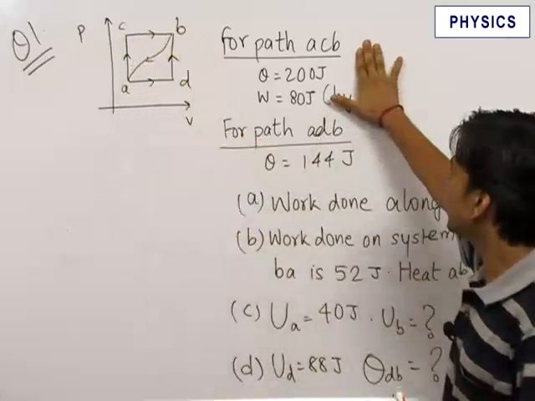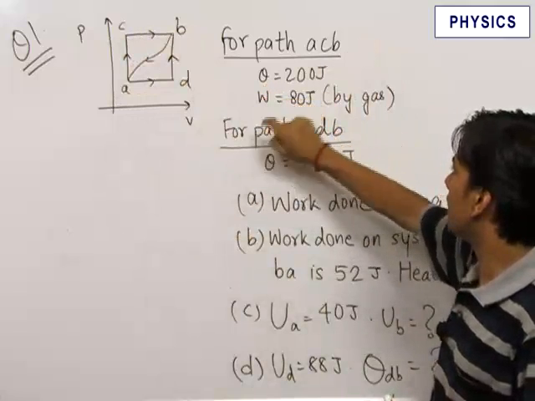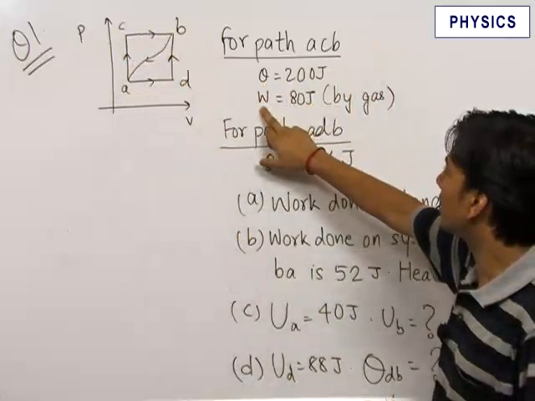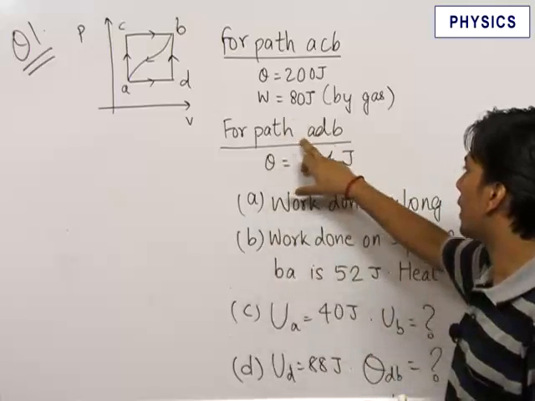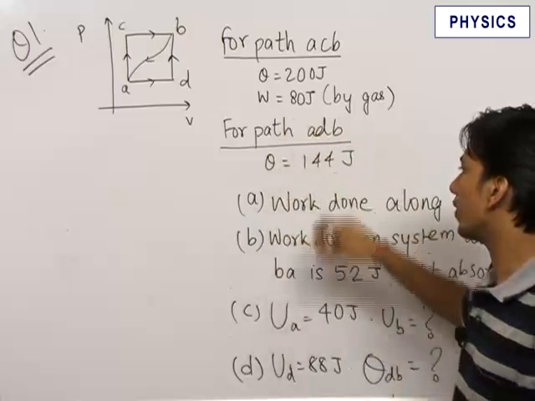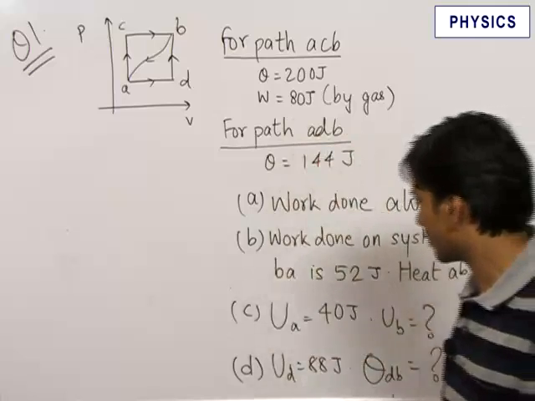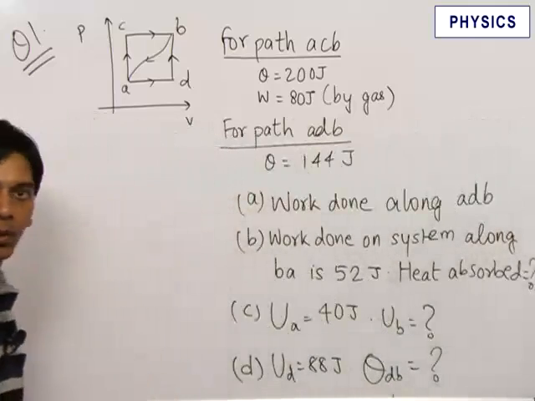Now for the path ACB, the heat given to the gas is given to be 200 joules. The work done by the gas is given to be 80 joules, and for the path ADB, the heat given to the gas is given to be 144 joules, and we have to find out these things. So let us find them out one by one.